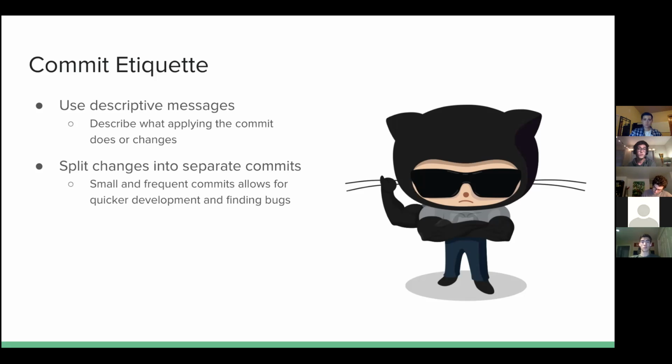Having those small commits also allows for quicker development, since you're making commits and pushing them up. And when someone is pulling those commits down, there's just less chance for a merge conflict to occur.